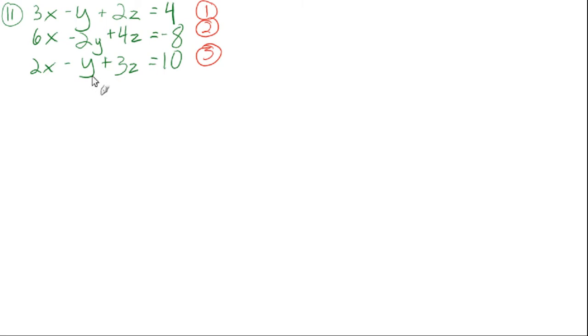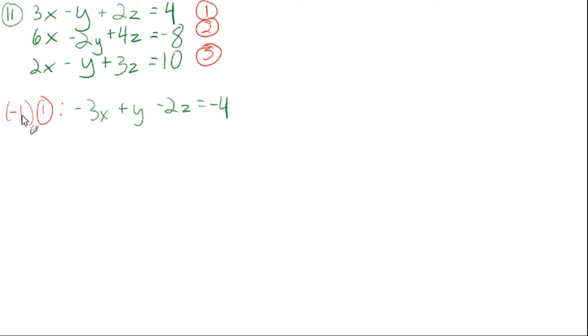So the easiest one would be this first and this third equation. Just make one of these y's a positive y, and then you can cancel it out. To do that, you would just take -1 times, say, equation 1, and let's write down what that would be. That just changes all of these to the opposite of what they are. So -3x plus y minus 2z equals -4.